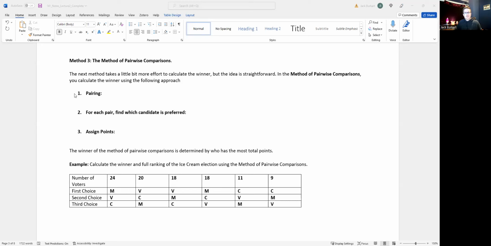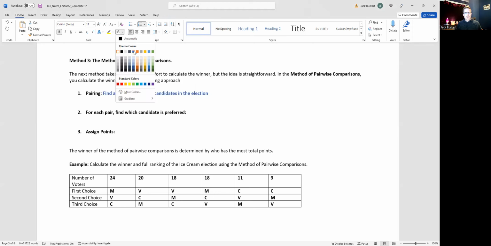So the next voting method that we take is going to take a little more effort to calculate the winner, perhaps versus the plurality method or the Borda count method, but hopefully the idea is straightforward. In the method of pairwise comparisons, we are going to calculate the winner of an election using the following approach. The first stage is called the pairing stage. In the pairing stage, for an election with perhaps more than two candidates, you're going to find all possible pairs of candidates in an election. We'll practice doing this in two different examples below. But if you have three candidates, you want to find all pairs in the pool of candidates and so on.